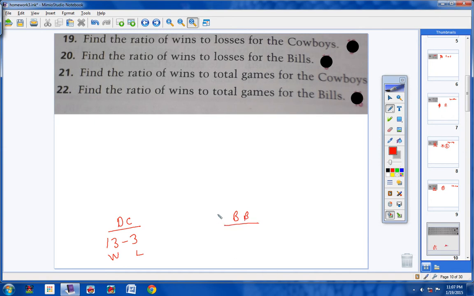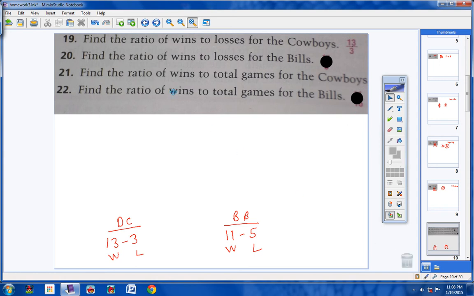And let's see, they won 11 out of their 16 games, so they were 11 and 5, okay? 11 wins, 5 losses. With that in mind, let's answer these questions. What is the ratio of wins to losses for the Cowboys? Well, 13 wins, 3 losses. So they had 13 wins and 3 losses, so 13 to 3.